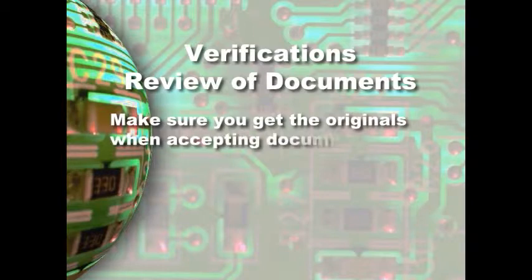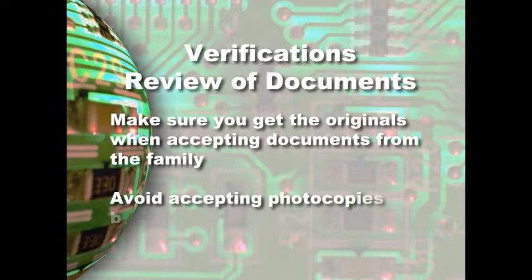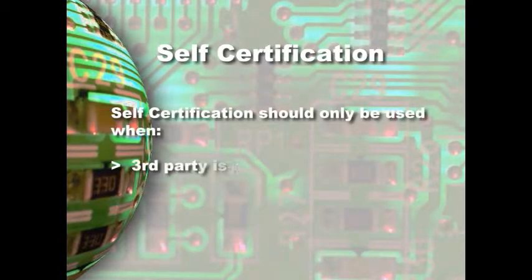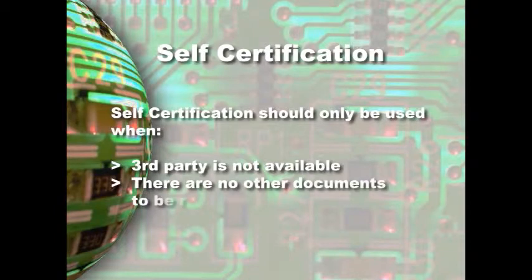When we use a review of documents, make sure that you get the originals. Avoid accepting photocopies. Copies can be altered, increasing potential fraud. And our least preferred method is family self-certification. Family self-certification should only be used when third party is not available and there are no other documents to be reviewed. And of course, you're going to want to document in the case file why you are using this type of verification.